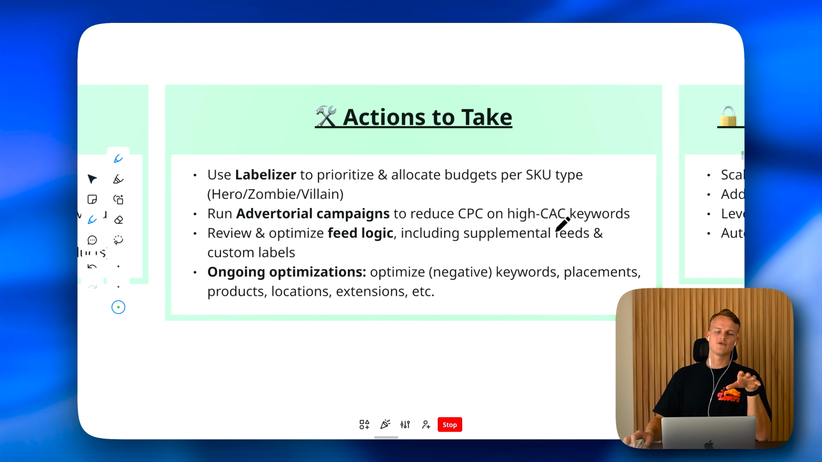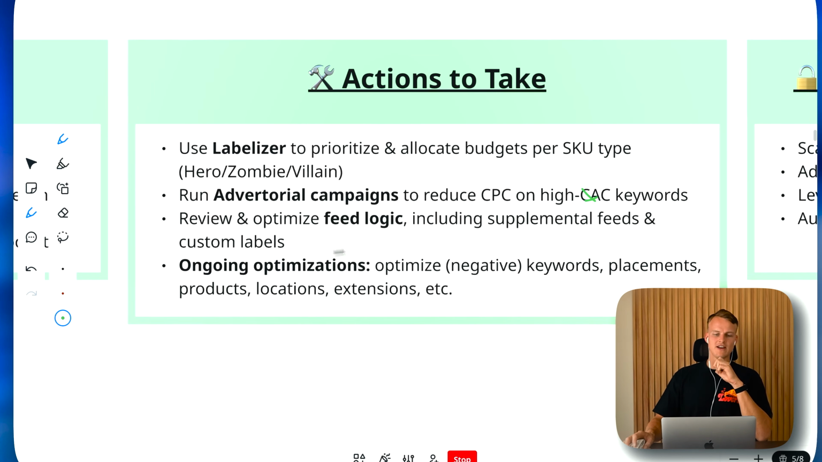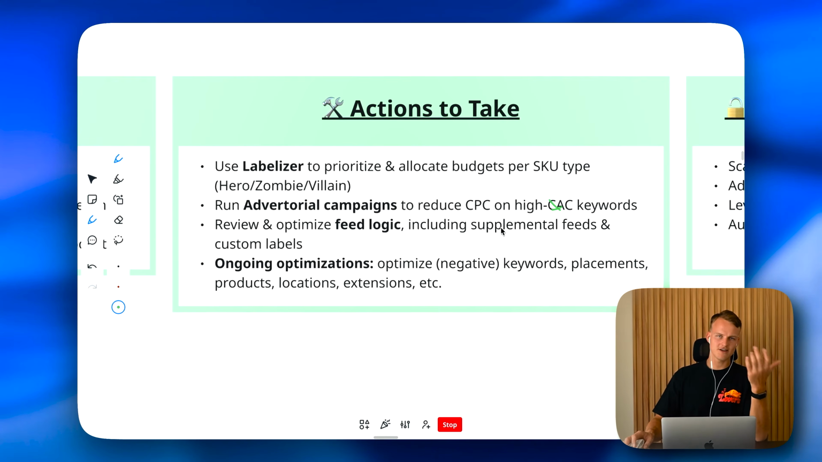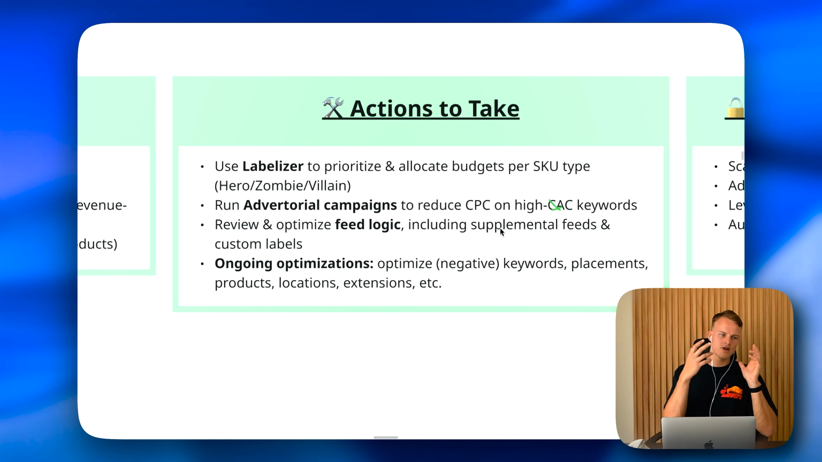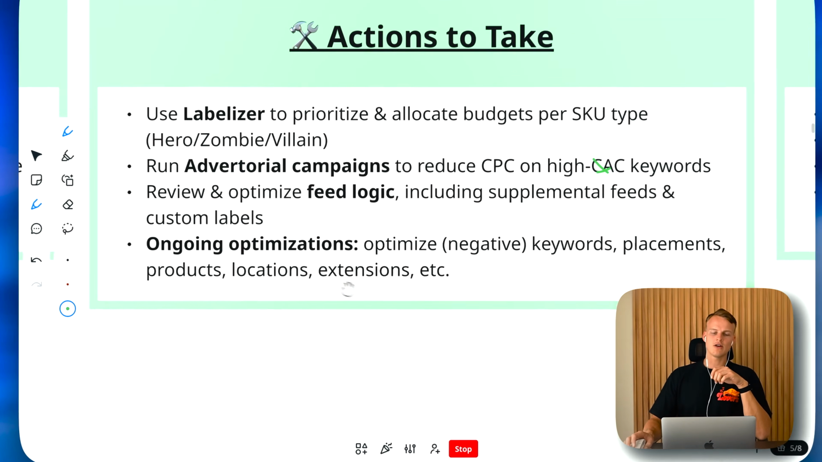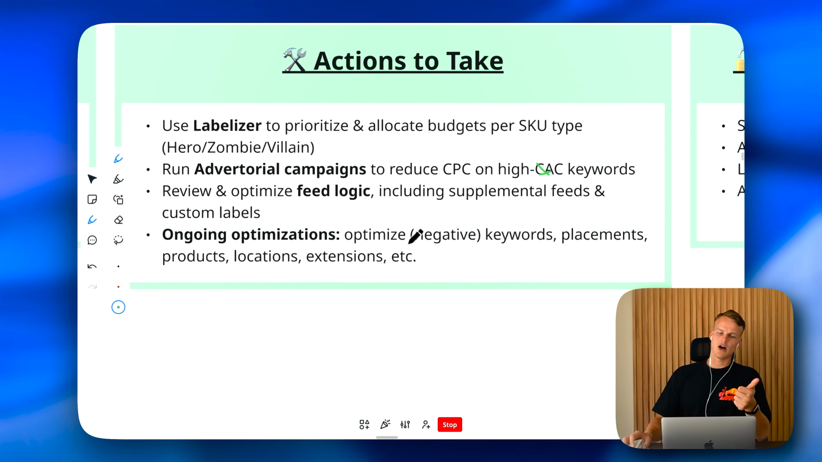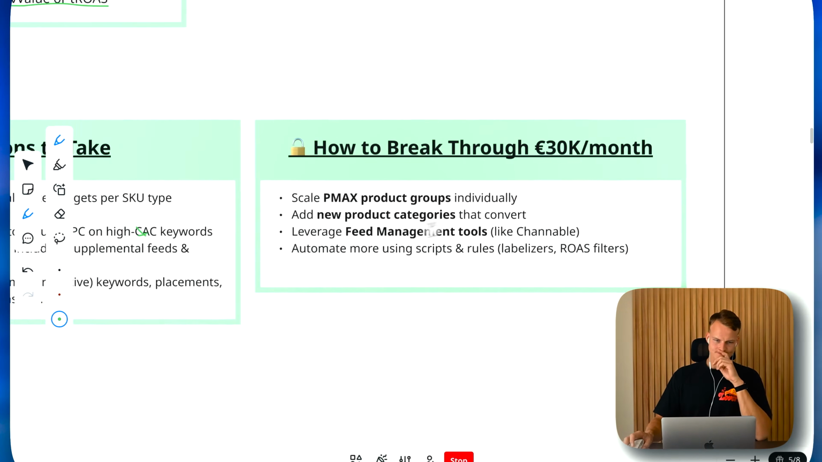You can use advertorial campaigns to reduce CPC and get high ROAS keywords. Review and optimize feed logic, including supplemental feeds and custom labels, labeling products based on, I don't know, profit margin or delivery or whatever, right? So you can optimize those. And when it comes to the ongoing optimizations, this is one that you use in pretty much every stage: you want to optimize negative keywords, optimize the placements, products, locations, extensions, etc. So those are the actions.